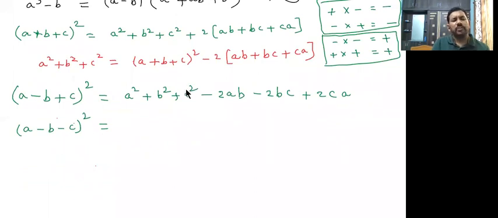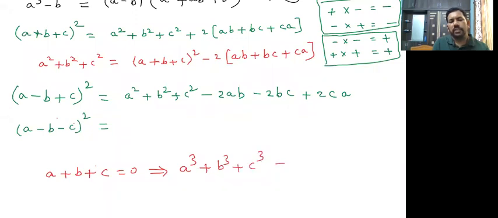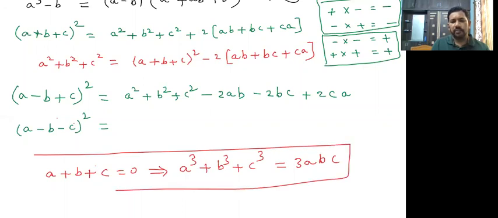Now here, one small condition is there. Already you know, I think. If a + b + c = 0, then what is the algebraic condition? a³ + b³ + c³ is equal to 3abc. If a + b + c = 0, then a³ + b³ + c³ = 3abc. This is one algebraic condition.